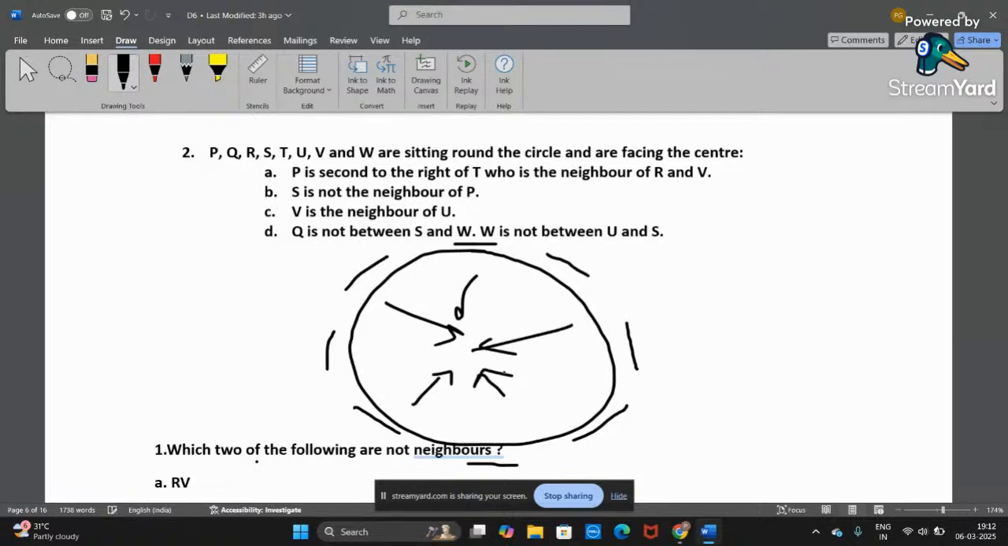Any doubt up to here? Why I have written like this? Because they are facing towards center and sitting in a circle. Okay. Now let's move on to conditions. What are the conditions?